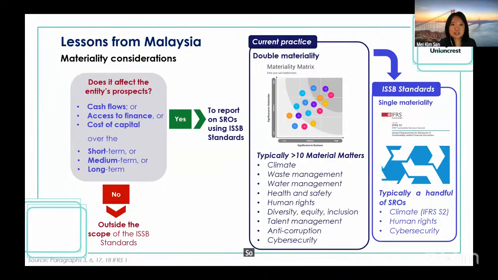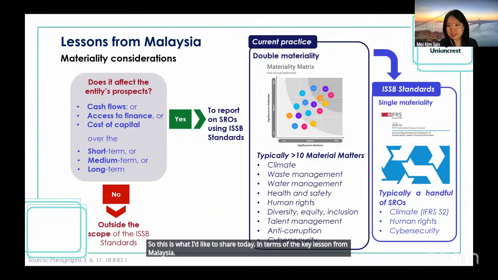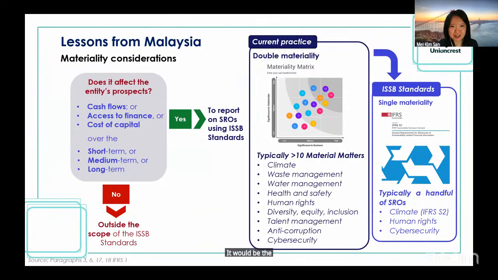So this is what I'd like to share today. In terms of the key lesson from Malaysia, it would be the materiality assessment that most of us are struggling with. As Madam Tinu shared earlier, this is a financial-focused, investor-focused standard. In other words, how do you know what you need to do to report under these standards? Which topics?